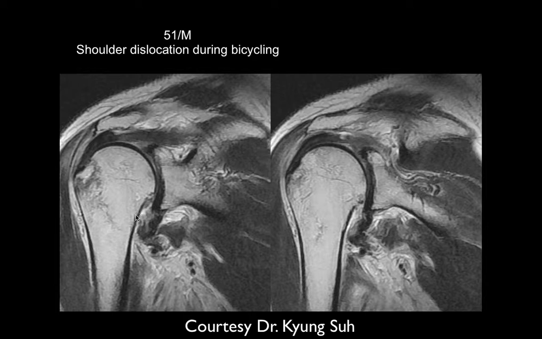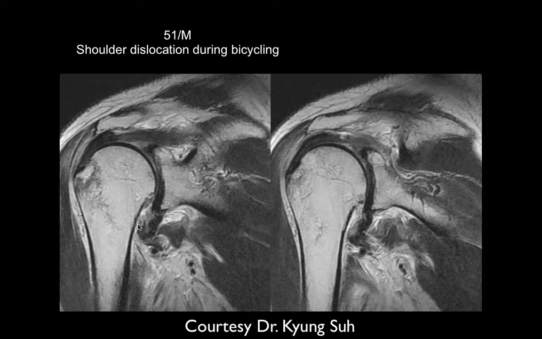So what would be the mechanism? How would it dislocate? Well, that's a Hill-Sachs, so it would be an anterior shoulder dislocation, and the mechanism we talked about is a fall onto an outstretched hand. This is not the location of a Hill-Sachs injury, right? This is straight lateral. Hill-Sachs is posterior.